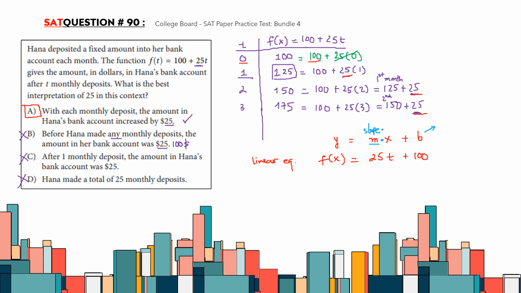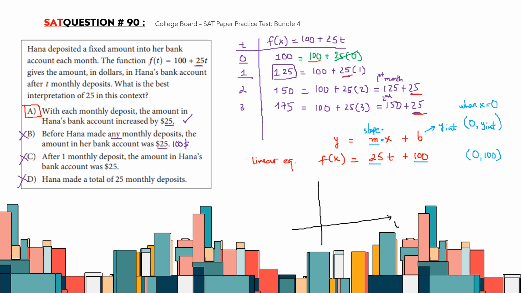This one is the y-intercept. The y-intercept is written as 0, comma y-intercept, which is when x equals 0. You plug x equals 0 into the function, then you find the y-intercept. So here the y-intercept is 100. So the y-intercept in this case is 0, comma 100. And then 25 is the slope. So if we draw this one, it will look like this.